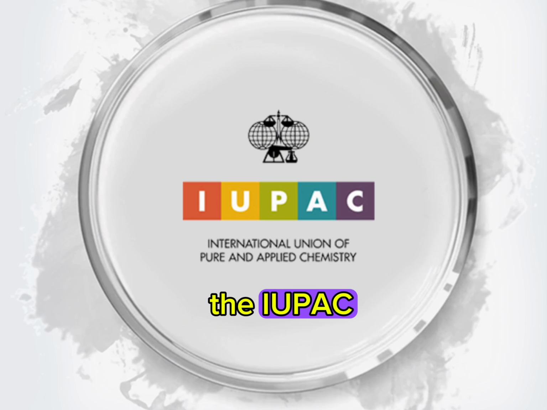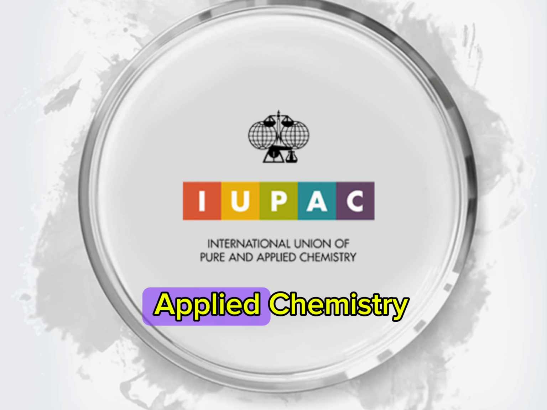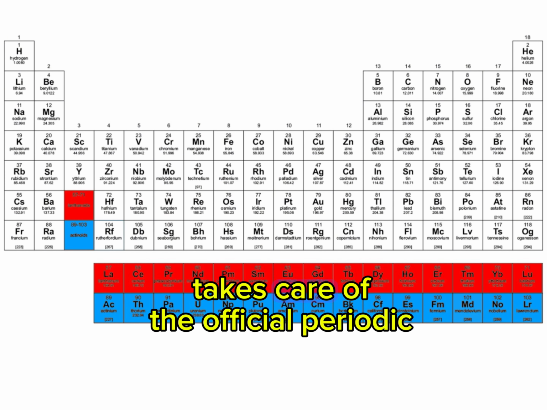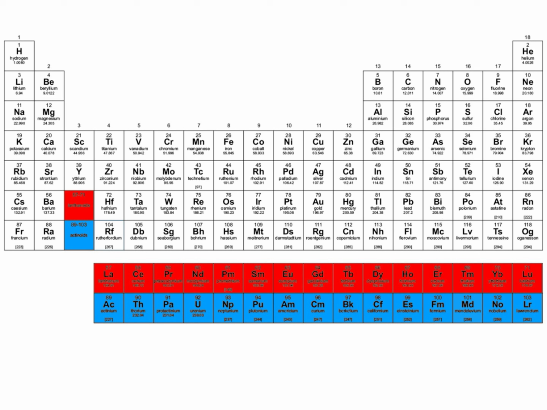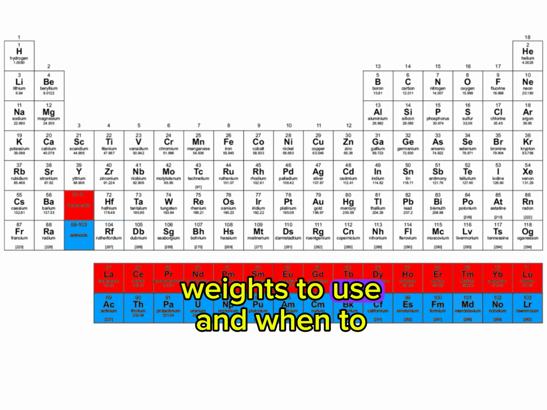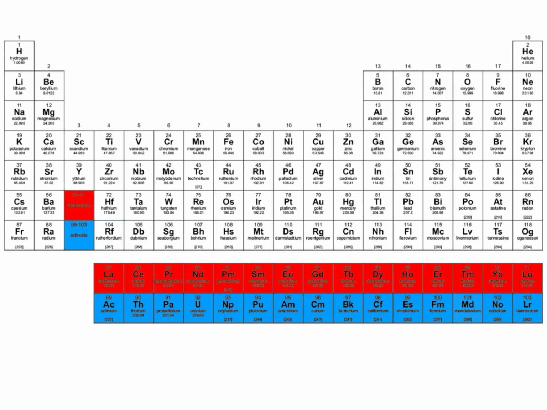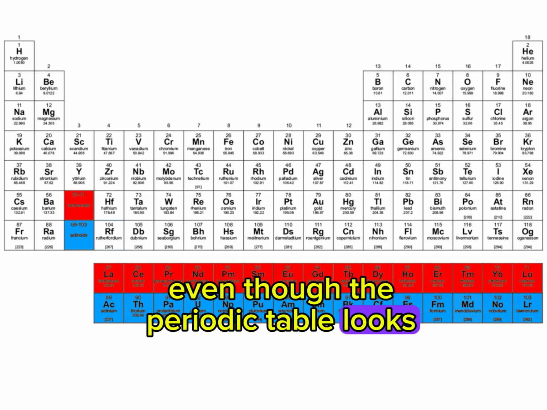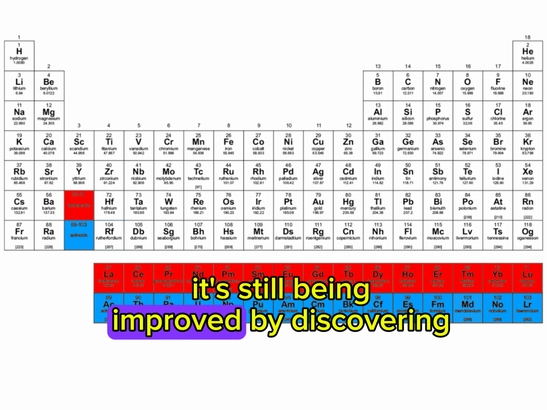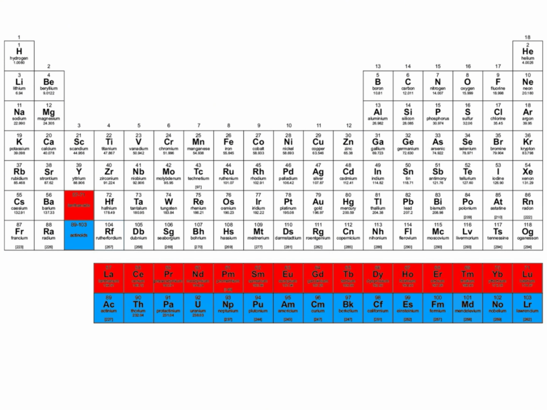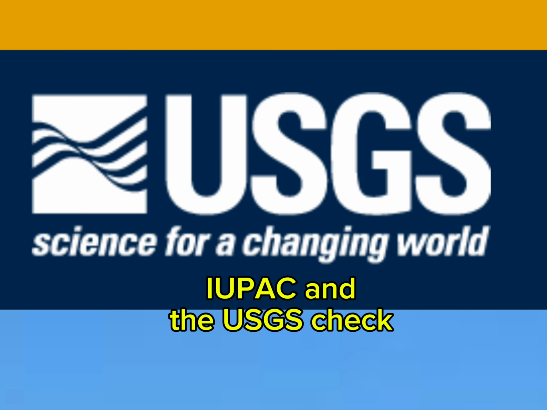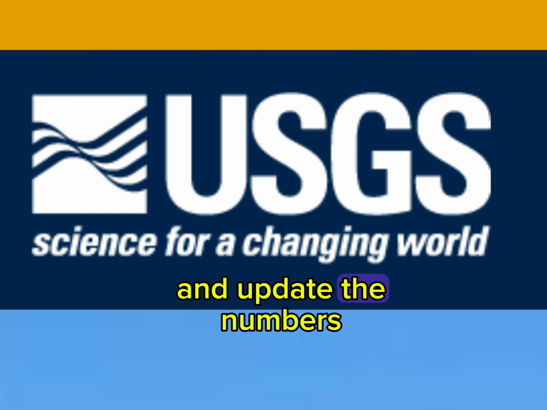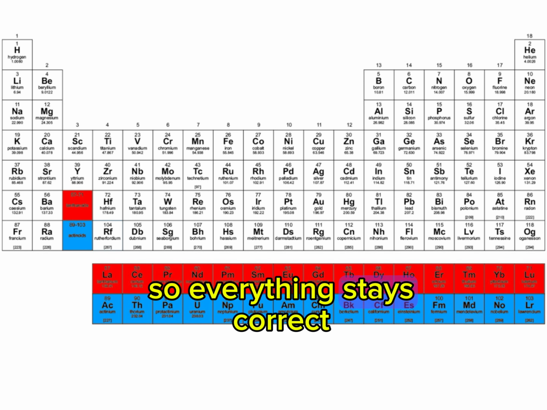The IUPAC, the International Union of Pure and Applied Chemistry, takes care of the official periodic table and decides which names, numbers, and weights to use, and when to add them. Even though the periodic table looks finished, it's still being improved by discovering new elements or measuring new isotopes. IUPAC and the USGS check and update the numbers so everything stays correct.